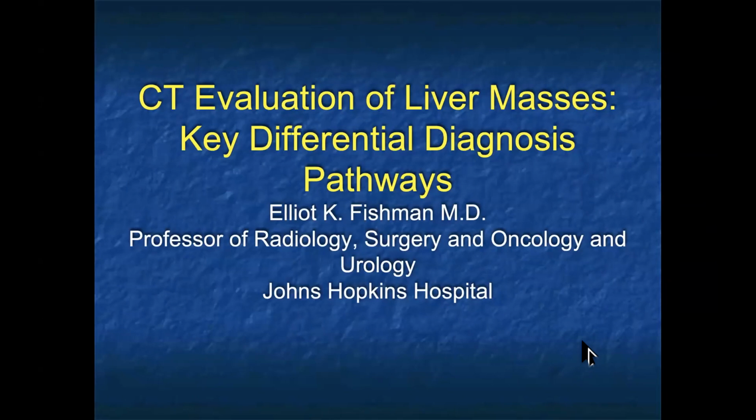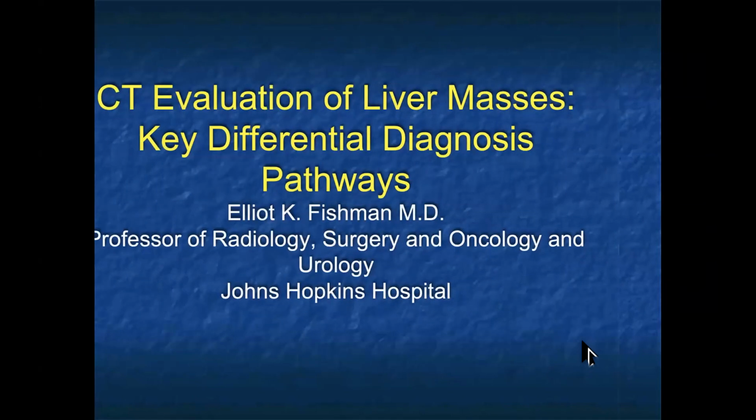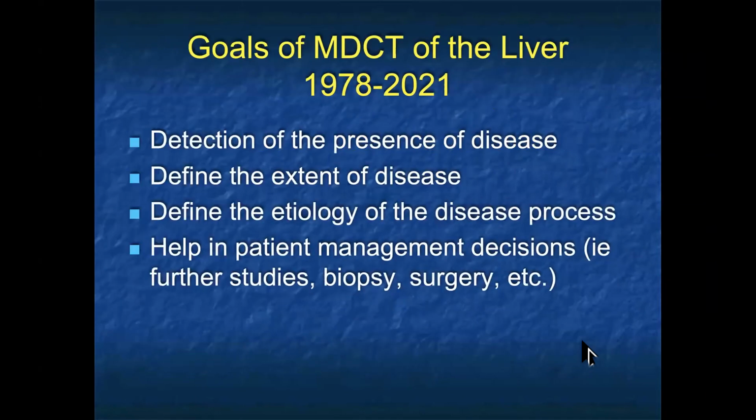So this is on liver masses, key differential pathways. And obviously, if you think about it for a second, one of the real big applications of CT for literally the past 40 plus years has been looking at the liver. A lot of the effort went on detecting liver disease, the presence of small lesions. There was a lot written about different protocols way back when scanners weren't quite as fast, but now the ability to scan in a couple seconds really has changed how we define the protocols.